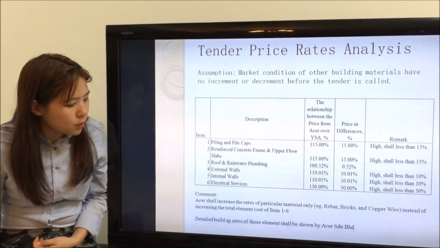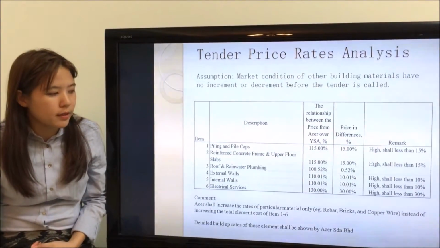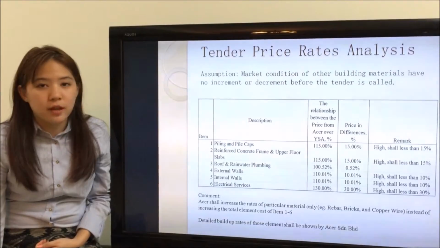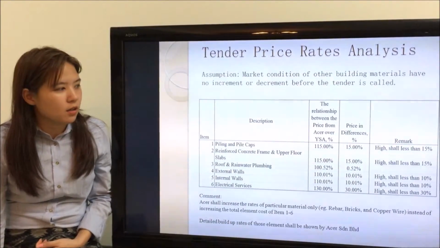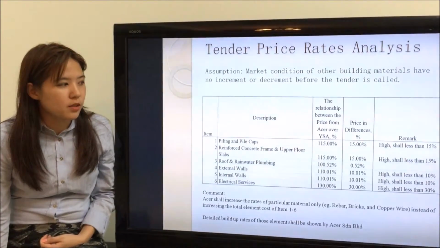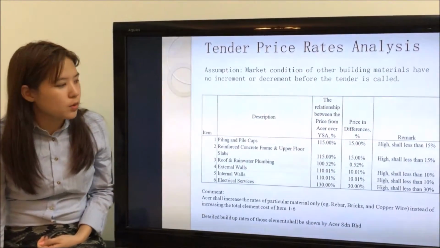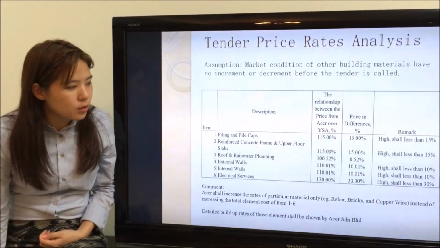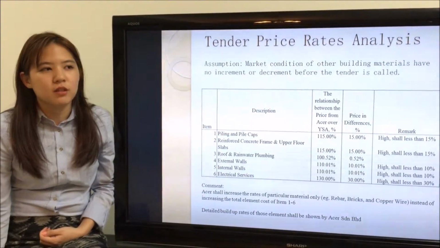Detailed build-up rates of those elements shall be shown by Acer Sdn Bhd. And Acer will be advised to revise their cost during the tender interview, or they shall make further clarification for those elements which are at the high side, because 10 to 30% are considered as very significant.